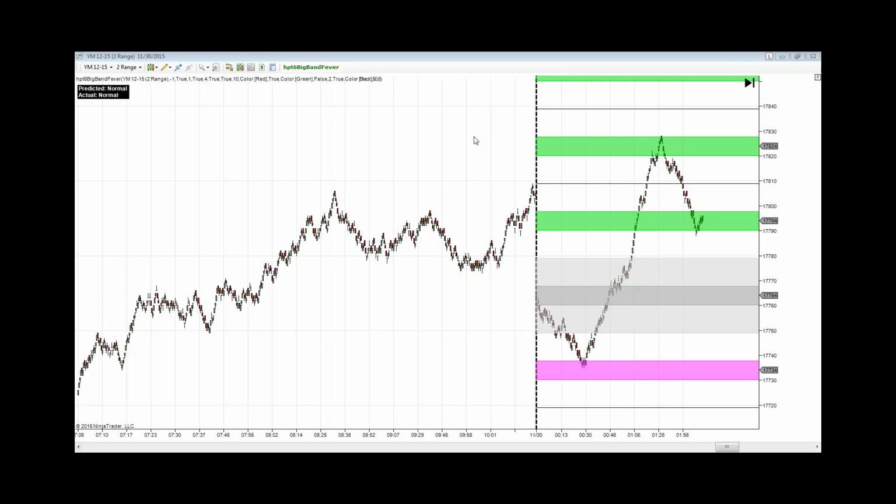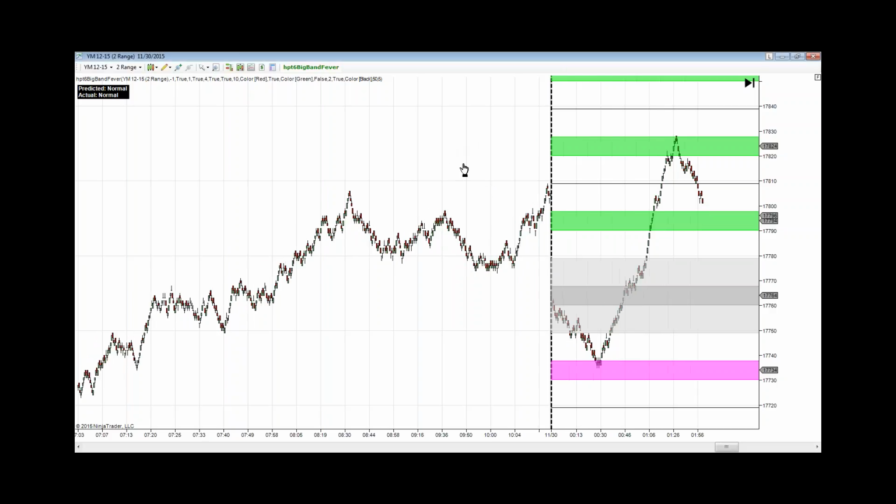This is newly available now. And basically what it does is a couple of things. First of all, what we're showing is the Dow futures from Monday. I'm going to show Monday, Tuesday, and Wednesday of this week. This is Monday, November 30th. And starting out, this indicator was predicting a normal day, and for the most part it was trading normal, and I'm going to show what that means.